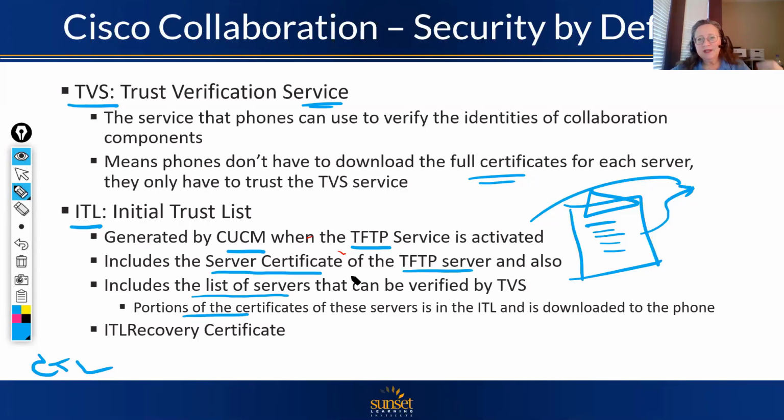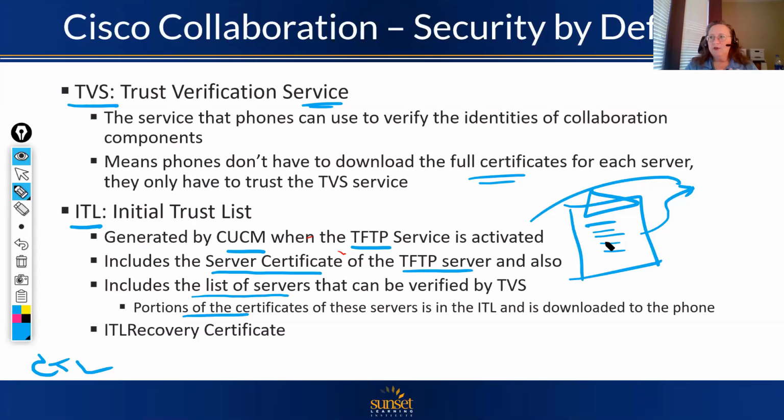I have to trust somebody, so I trust the TFTP server. The TFTP server generates this ITL, and I download the ITL into the phone. I also download the TVS into the phone. And between those two things, I can now verify the identities and security of all of the servers in my cluster.